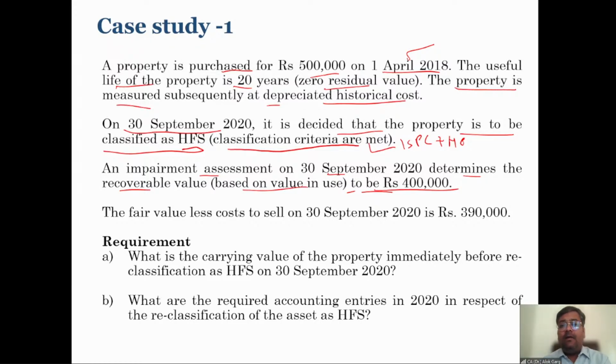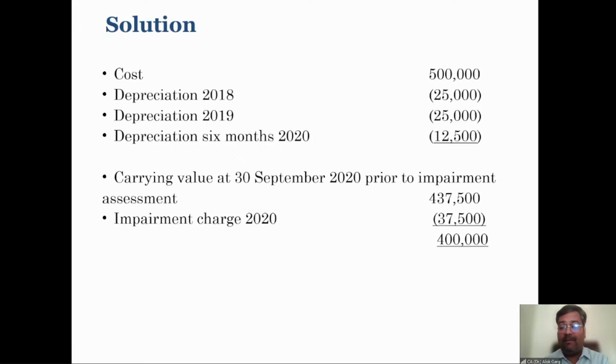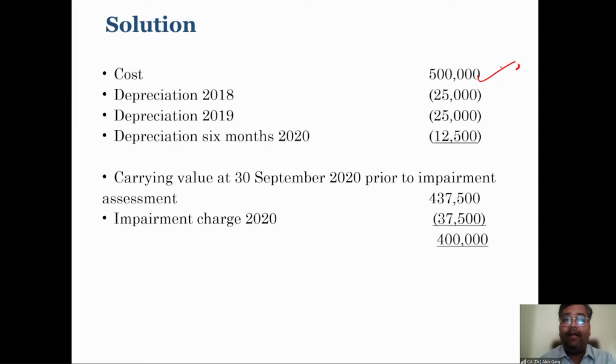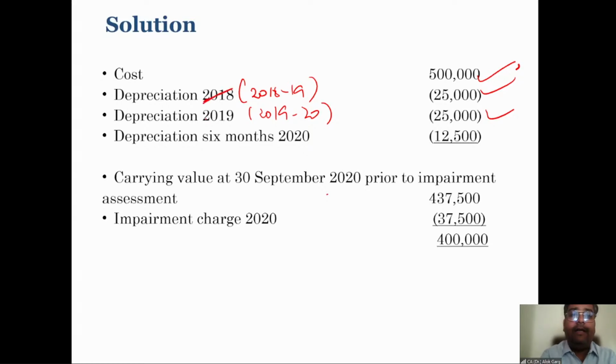So friends, in this case, on 30th September 2020, you need to compute the carrying value as per Ind AS 16. First of all, the cost as on 1st April 18 is 5 lakh rupees, right? The depreciation for 2018-19 is 25,000. The depreciation for 19-20 is 25,000. And depreciation for 6 months for 2020-21 is 12,500.